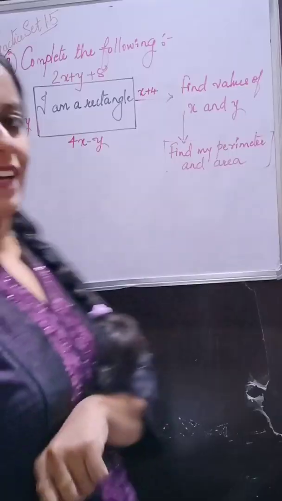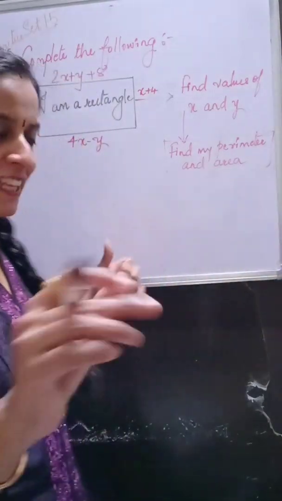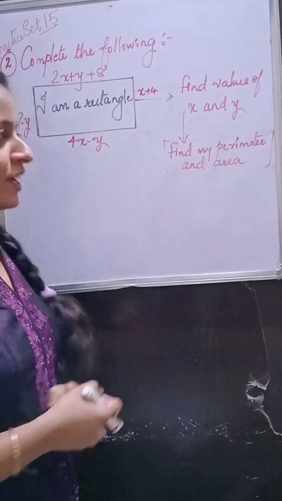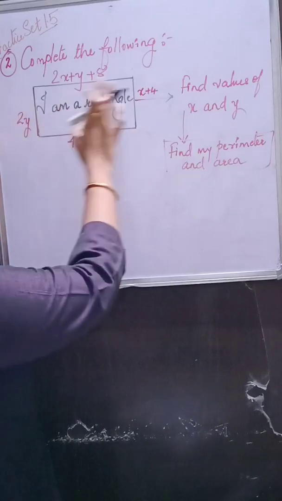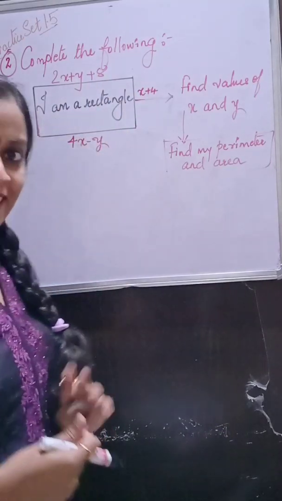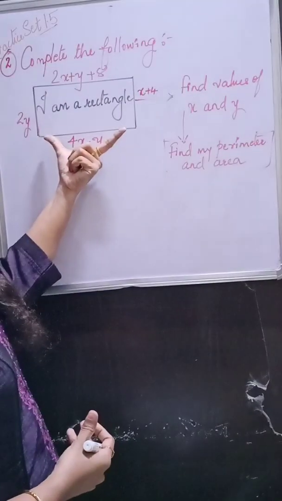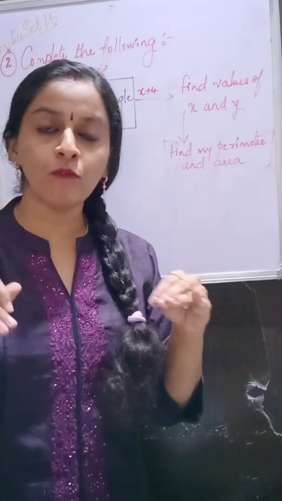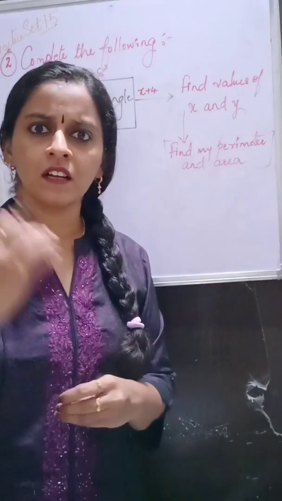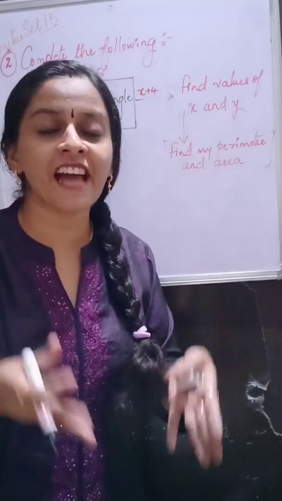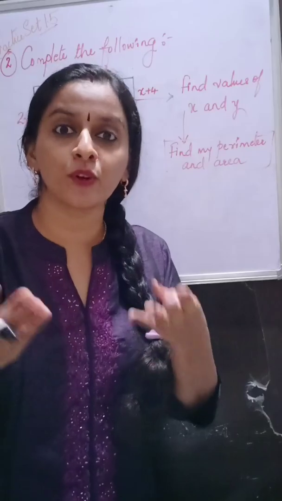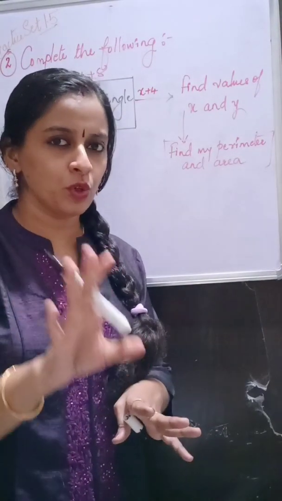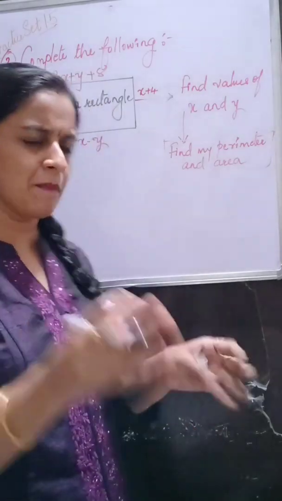Quickly, now we have the second sum, which looks very attractive. It is given in a tabular form. Complete the following. Here you can see something written, that is, I am a rectangle. So this is a rectangle. Now bring all your memories regarding rectangles. What all things do you know about a rectangle? We have been dealing with rectangles from class 1 or 2. So bring all the properties of a rectangle to your mind. You don't need very complicated properties, simple ones.